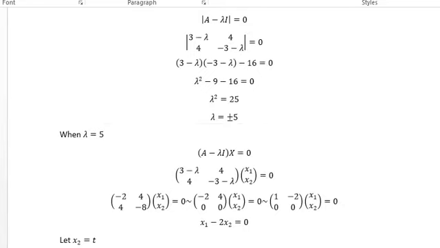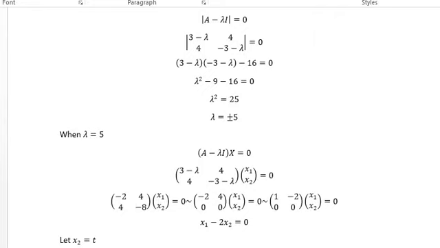So in this question, when we do determinant of A minus lambda I equal to 0, we get our lambda as plus or minus 5. Correspondingly we have two eigenvalues, lambda is equal to 5 and lambda is equal to minus 5. When lambda is equal to 5, what happens? A minus lambda I into x is equal to 0. Substitute lambda as 5 there.